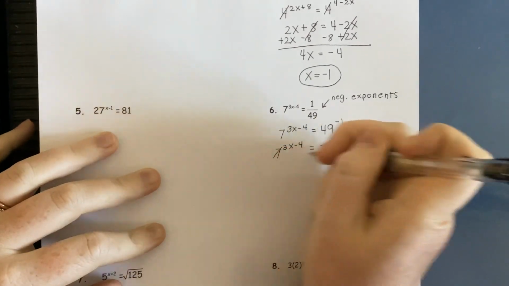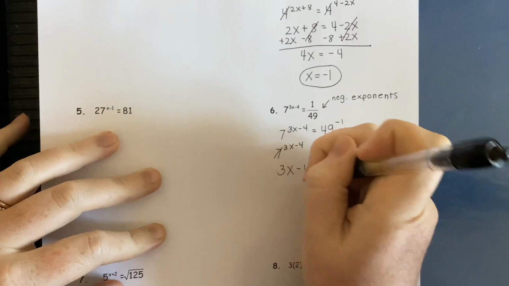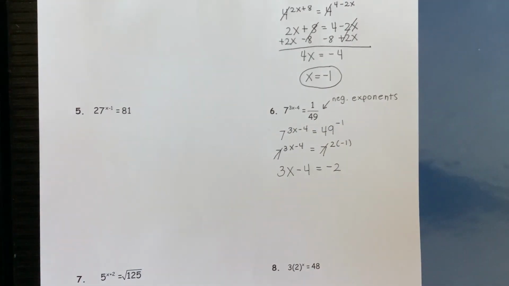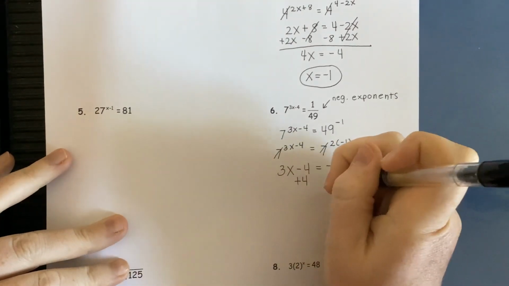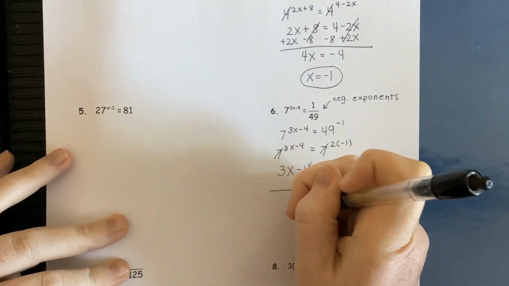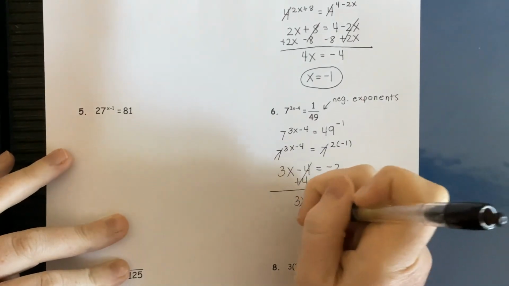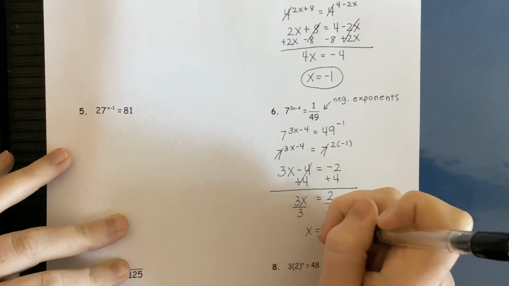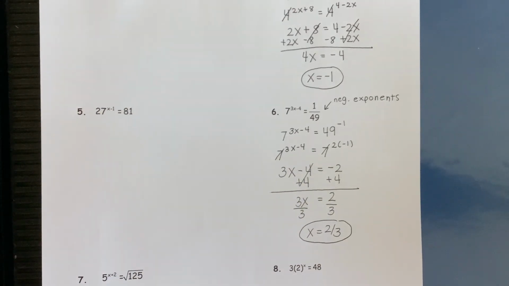We have the same bases now. I can get rid of those. So I'm going to have 3x minus 4 is equal to negative 2. That's what I get when I multiply 2 times negative 1. And then we can go ahead and solve. So we're going to add 4, 3x is equal to 2, divide by 3, x is equal to 2/3. Good.